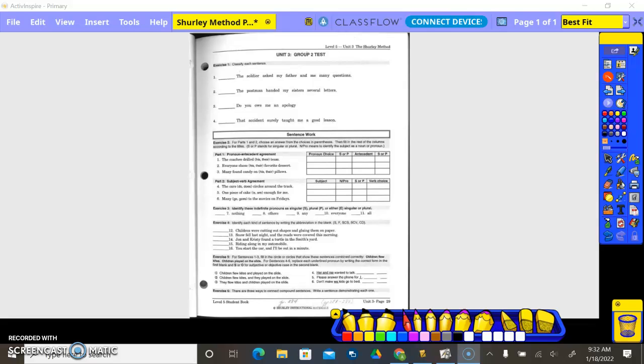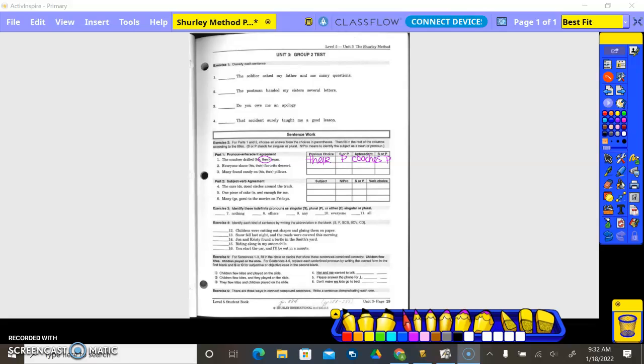So the coaches drilled there. Okay. So we picked there because what's there referring to? The coaches, which are what? Plural. So we needed to have a plural pronoun choice, right?